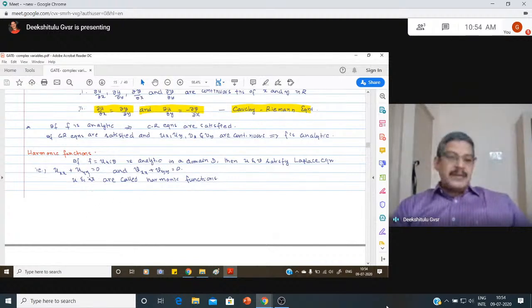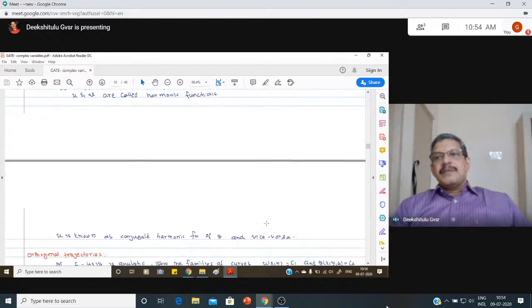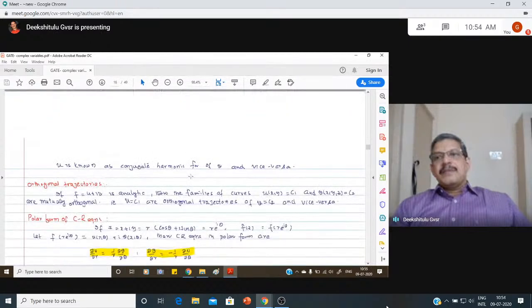Otherwise, you can ask the question maybe like this: F is equal to U plus iV is analytic in a domain D, then U and V satisfy Poisson equation, Euler equation, Lagrange equation, Laplace equation. Straight away the answer for the question is Laplace equation. They satisfy the Laplace equation, and the solutions of the Laplace equations are called harmonic functions. So U is known as conjugate harmonic of V, and vice versa. That means V is called the harmonic conjugate of U.